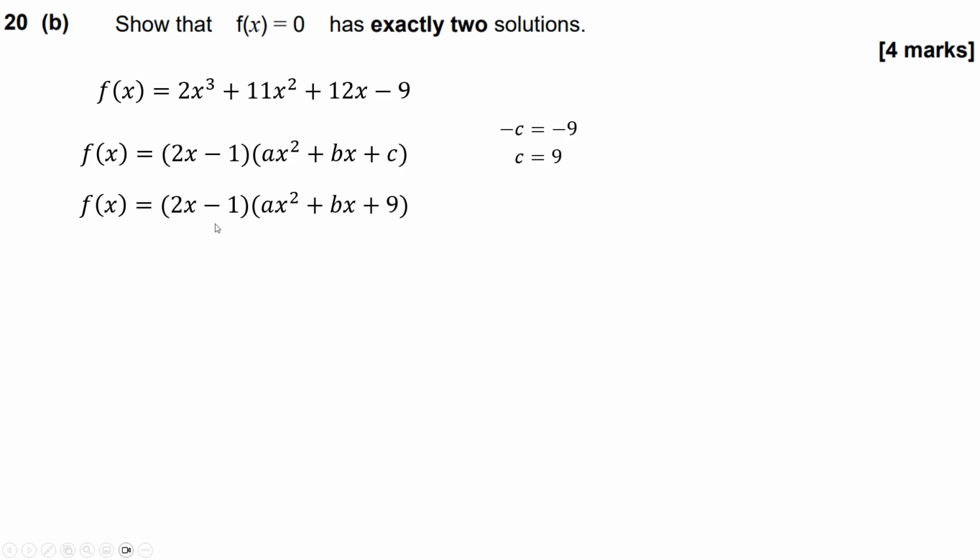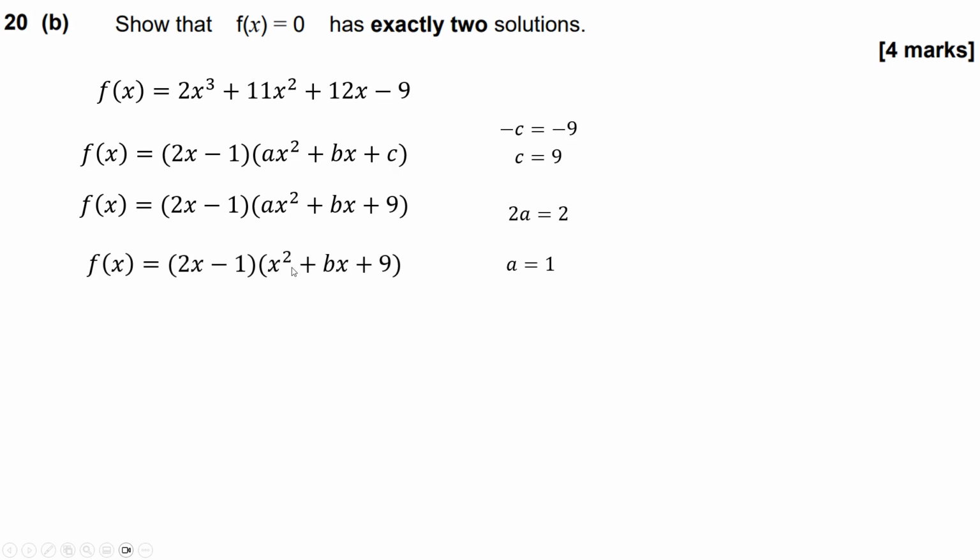What else can we figure out? What's the only way we can get x cubed? Well, the only way that we can get x cubed is multiplying this by this. So we're saying that 2x cubed equals 2x cubed, or 2a equals 2. Okay, so that means a equals 1.